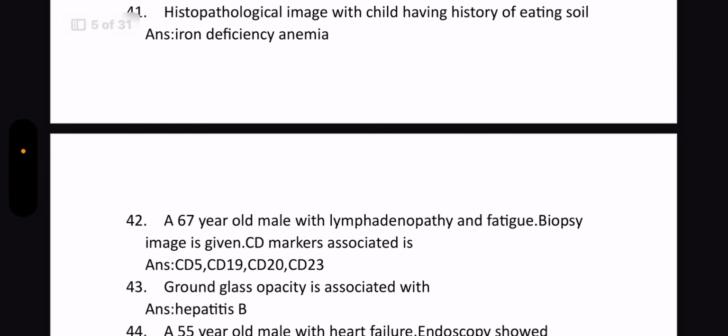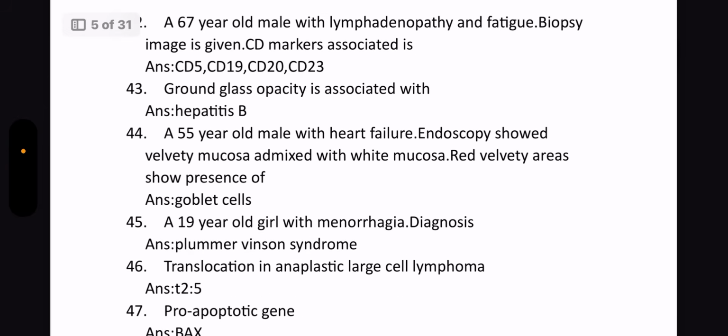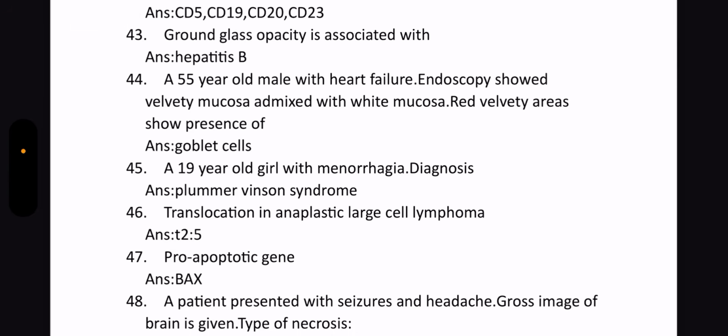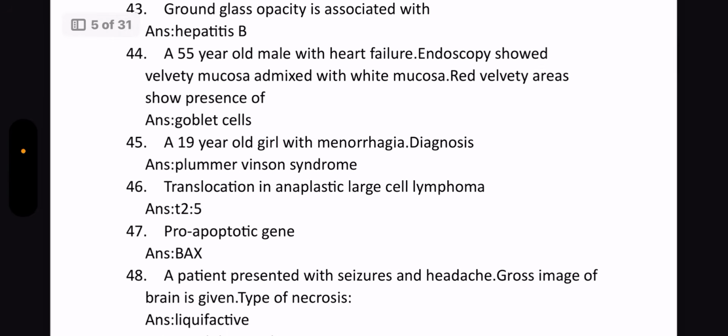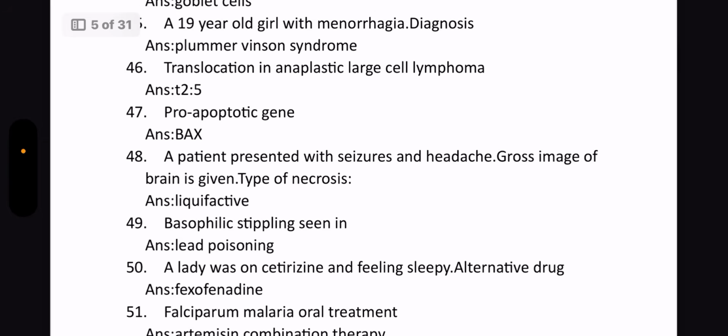Next, histopathological image with child having history of eating soil. Answer is iron deficiency anemia. Next, a 67-year-old male with lymphadenopathy and fatigue. Biopsy image is given. CD markers associated are CD5, 19, 20 and 23. Next, ground glass opacity is associated with. Answer: hepatitis B. Next, a 55-year-old male with heart failure. Endoscopy showed velvety mucosa admixed with white mucosa. Red velvety areas show presence of goblet cells.